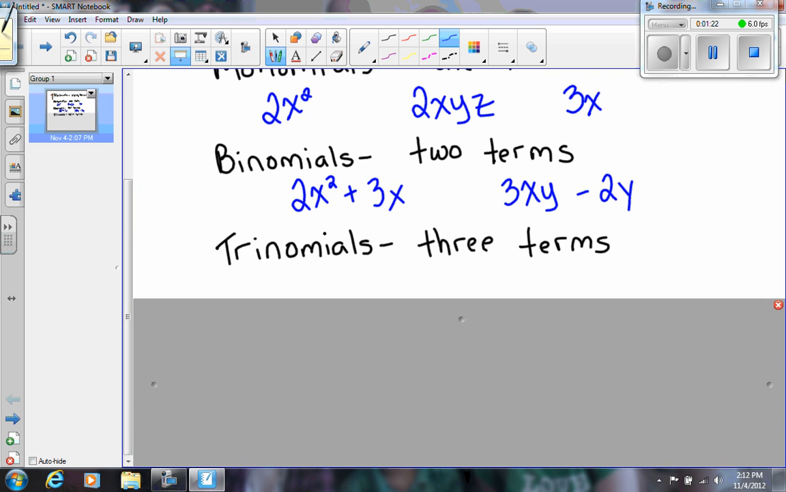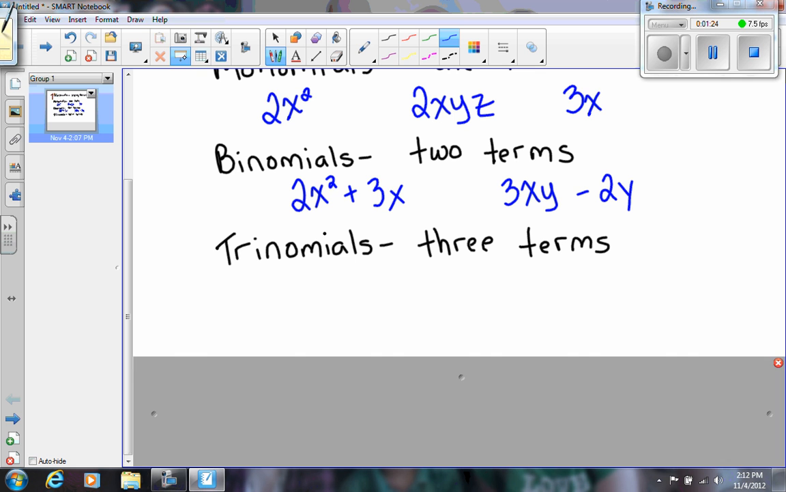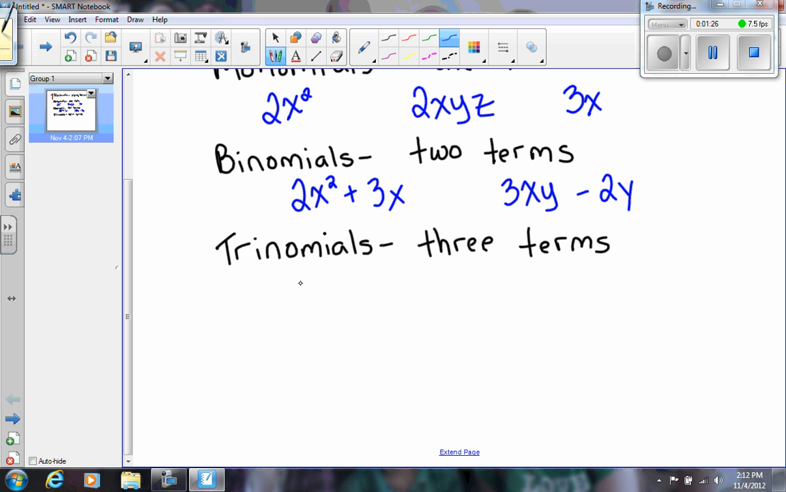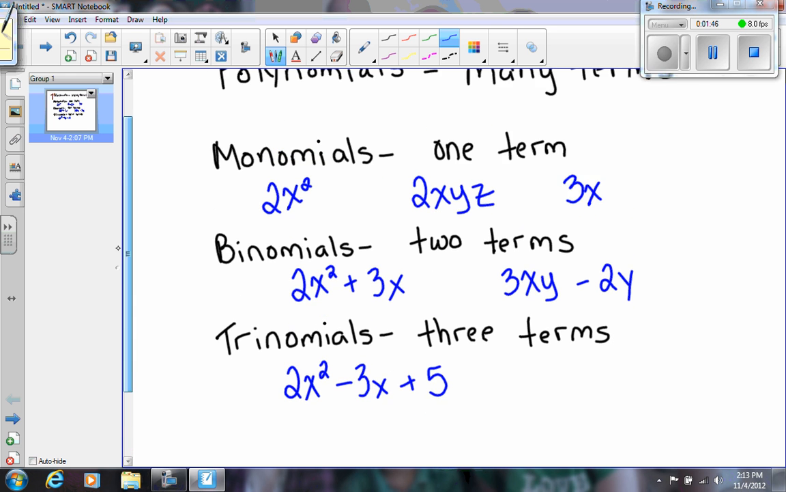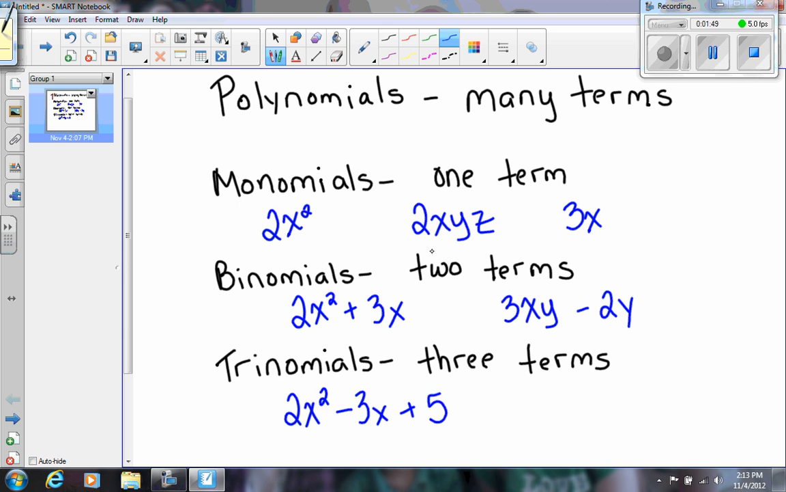The next one we would have is a trinomial. And a trinomial has three terms. So common trinomials you might see are 2x squared minus 3x plus 5. It has three terms. 2x squared is a term, 3x is a term, and 5 is a term. So those are the ones that have special names for different types of polynomials.